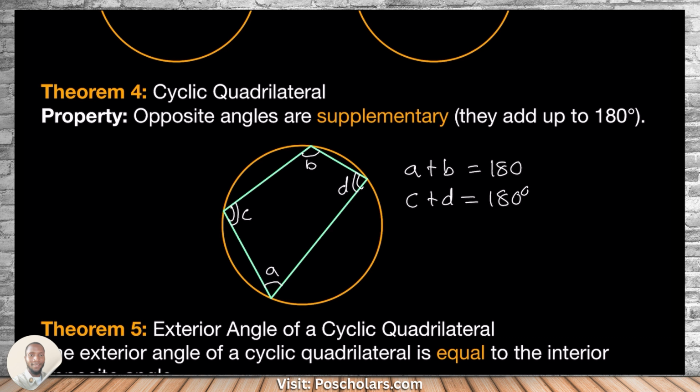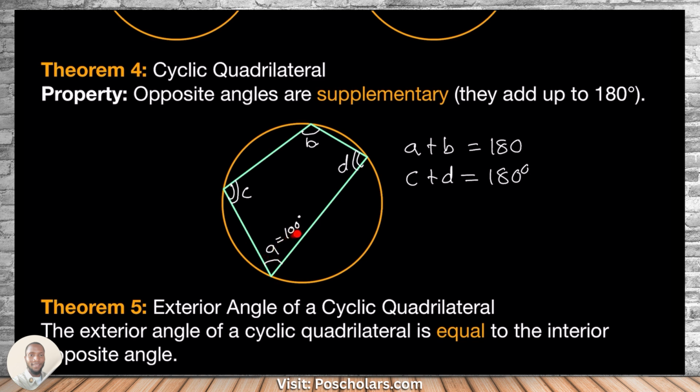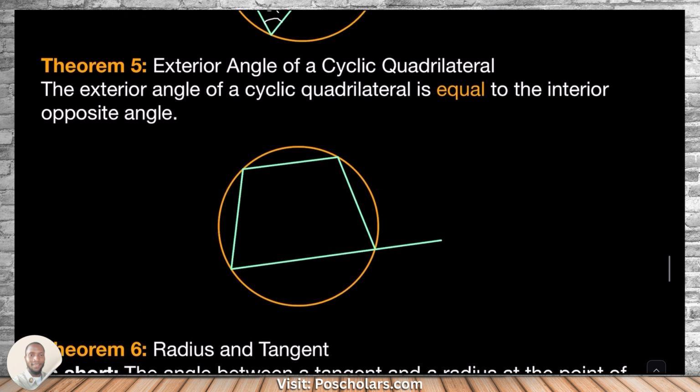180 what? Degree, right? So that's what the theorem is basically saying. That means if A is 100 degree, for example, what will be B? B is going to be what? 80 degree. So that when I sum up 180, it gives what? 180 degree. Very simple.